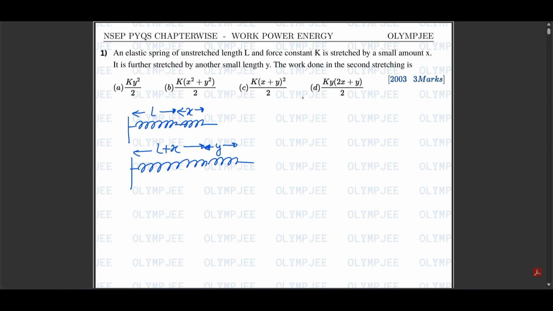So we know that the force of the spring is given as minus kx, right? Because the spring force is in the opposite direction to the direction of stretching, so we have put a negative sign. But to calculate the work done in stretching the spring, we need to calculate the work done due to the external force, which would be the negative of this, minus kx, right?